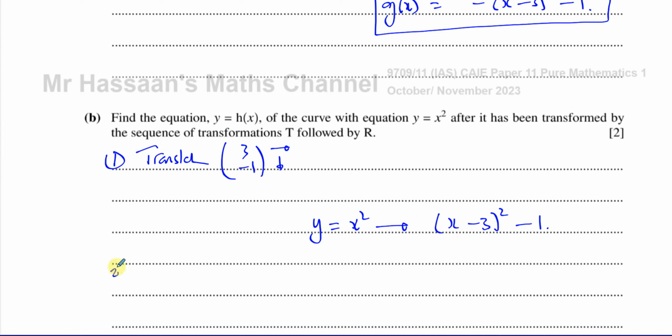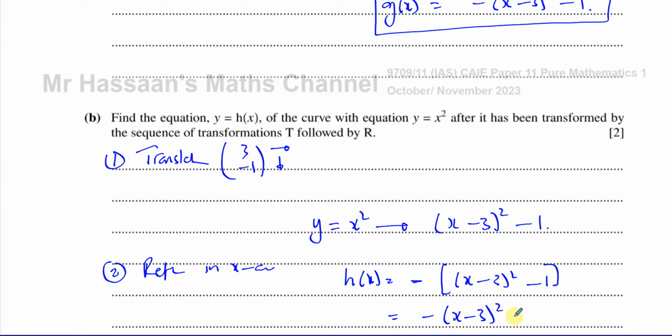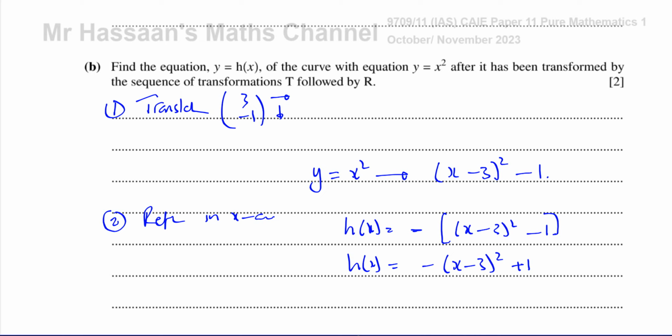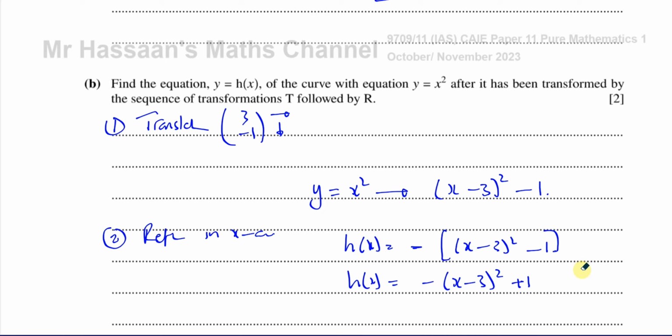Okay, now the second one says a reflection. The other one was r, which was reflection in the x-axis. So the whole of this function has to change its sign. So you're going to basically say here h of x is going to be minus all of this. So you end up with minus x minus 3 squared plus 1. So there's the answer for h of x. Okay, so that's the answer for part 2 or part B.